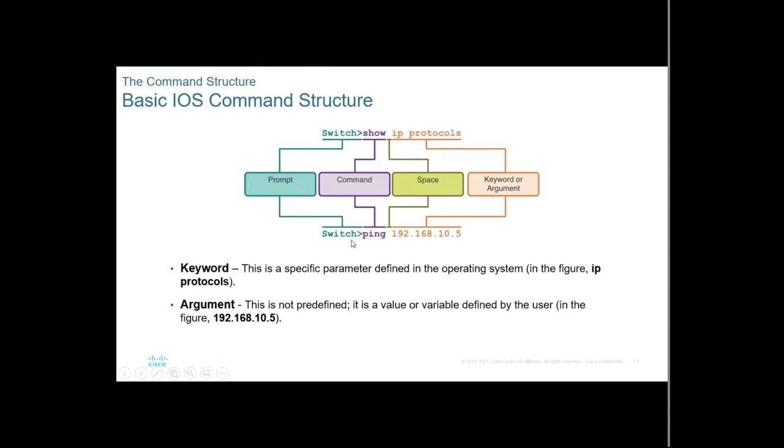In here, this is a different command, but I can still ping and what I want to ping. So it's always command, what. Okay, so keyword and the argument. In this case, ping is the keyword. In this case, the IP address you want to ping is the argument.